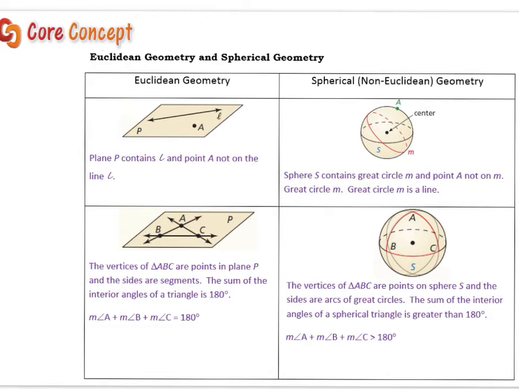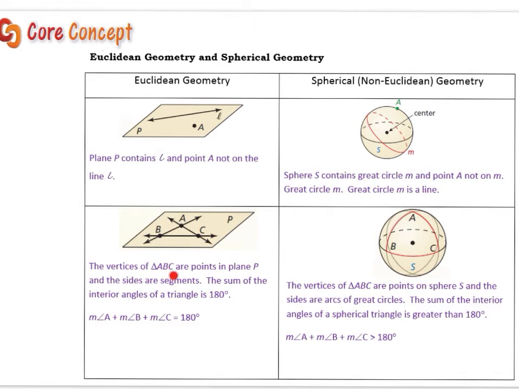Alright, let's focus on some core concepts between these two geometries. For Euclidean geometry, let's take a look at plane P. It contains line L and point A that is not on line L. In spherical, we have the sphere S that contains the great circle M. Remember, your great circle is a line inside of the spherical geometry. And point A is not on line M. The great circle M is a line. And you can tell that the lines are clearly different between the two geometries.